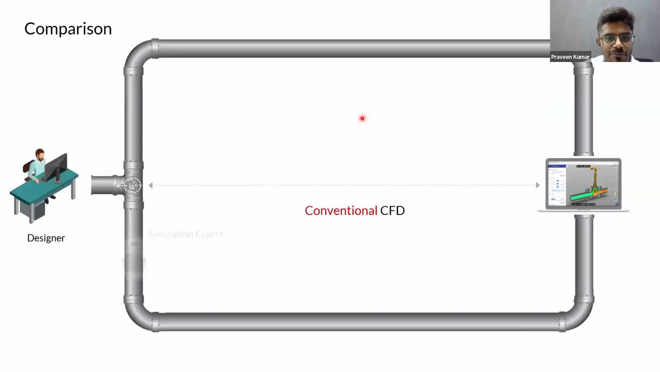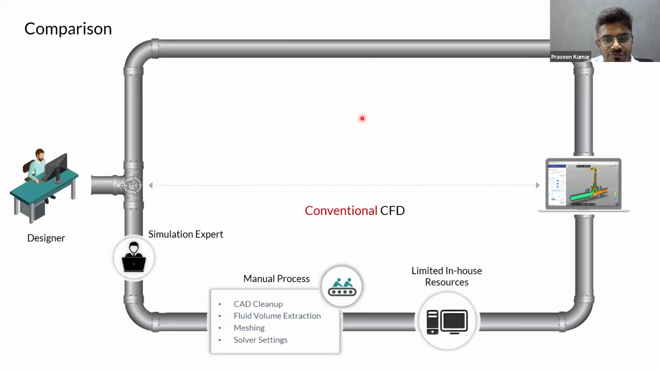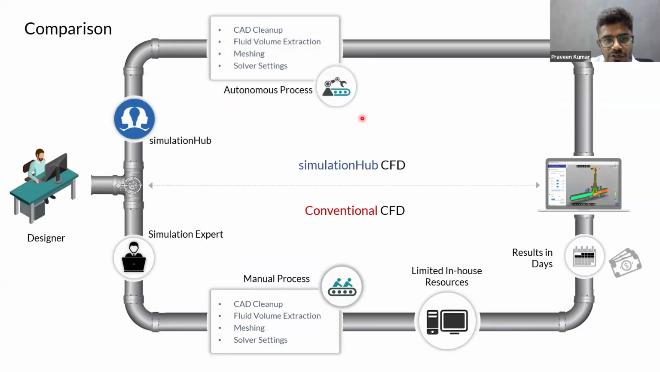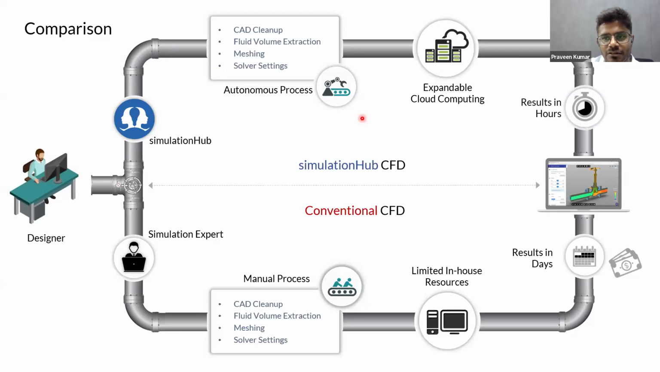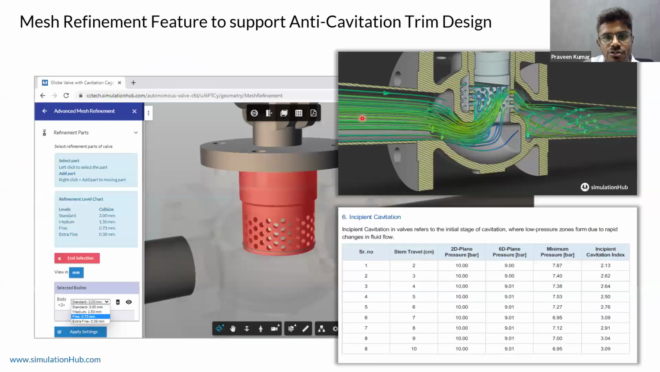A short comparison: the conventional method is a completely manual process, limited by in-house resources and licenses, and it takes more time. On the other hand, with simulationHub the processes are autonomous, you can leverage cloud computing, and the results are available in hours.